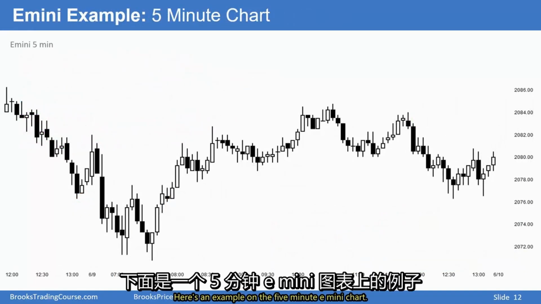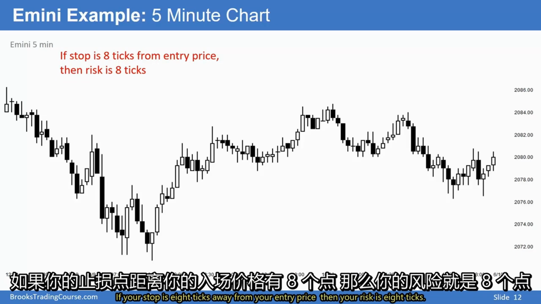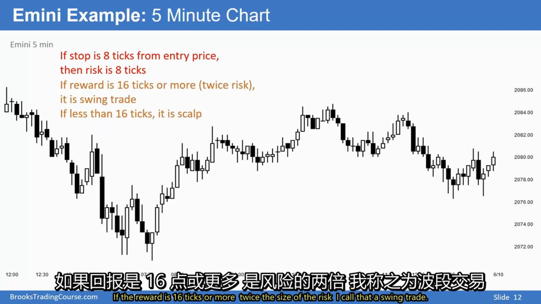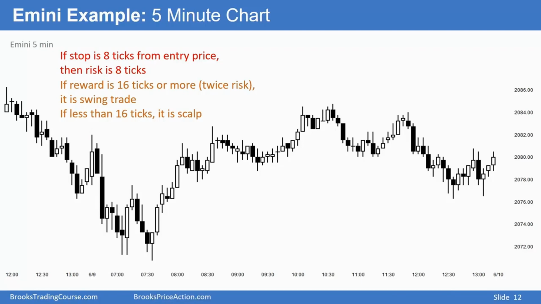Here's an example on the 5-minute E-mini chart. If your stop is 8 ticks away from your entry price, then your risk is 8 ticks. If the reward is 16 ticks or more, twice the size of the risk, I call that a swing trade. If the profit is less than 16 ticks, I call it a scalp.